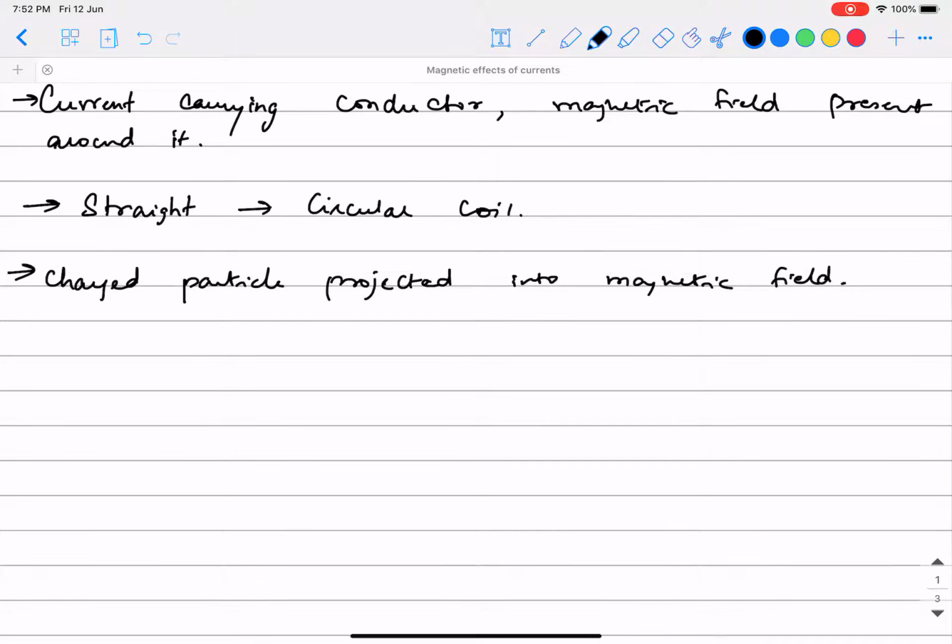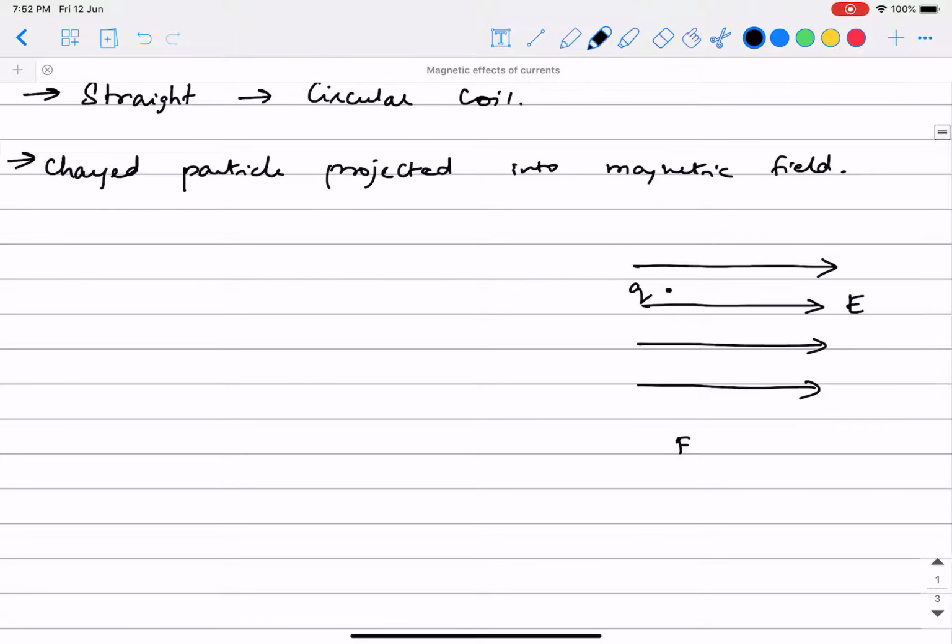Just to create a similarity, let's discuss this concept. In the first chapter, we discussed when a charged particle is placed in an electric field. Depending on the nature of the charge, it is going to experience a force, given by F vector is equal to Q into E vector. So charge multiplied by the electric field gives the amount of force experienced by this charged particle.